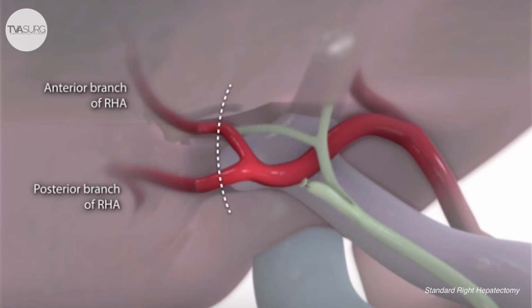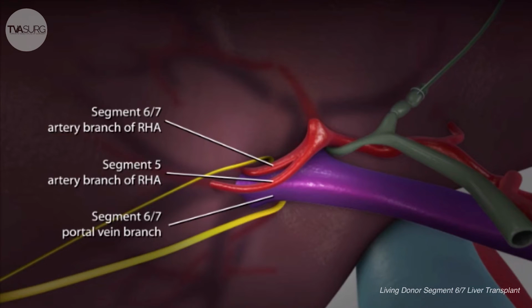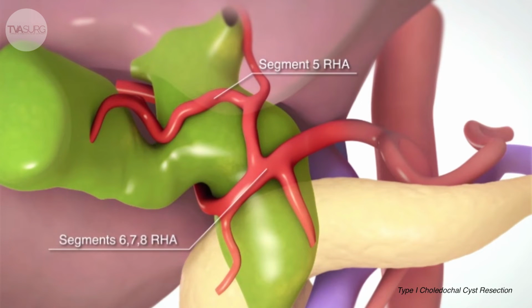This is an example of where we find there is a distinct division of the right hepatic artery that coincides with an anterior and posterior division. But that is not always the case. This is a different patient where we see a segment 6-7 branch and a segment 5 branch that occurs separately from the segment 8. Of course, all these branches become quite distorted when there is nearby tumor involvement.